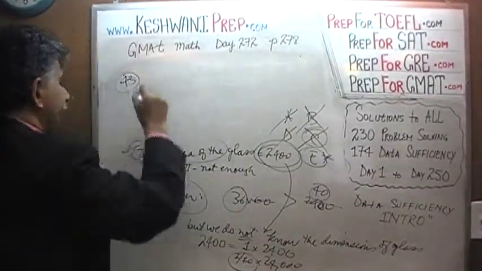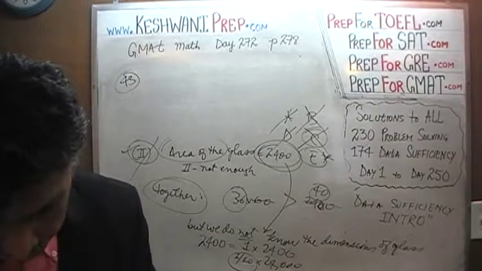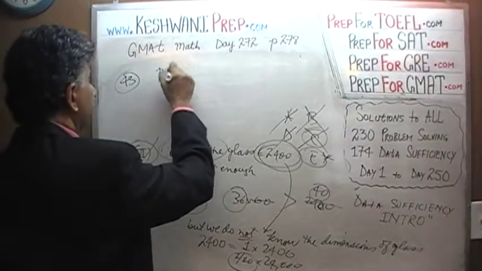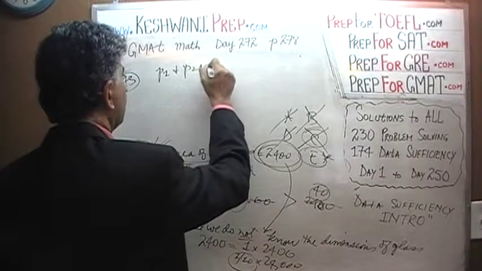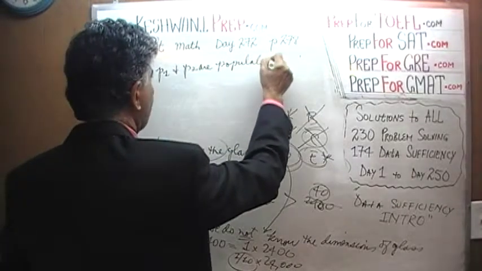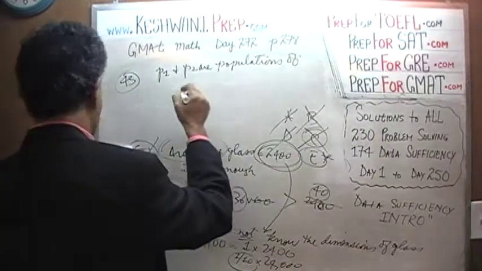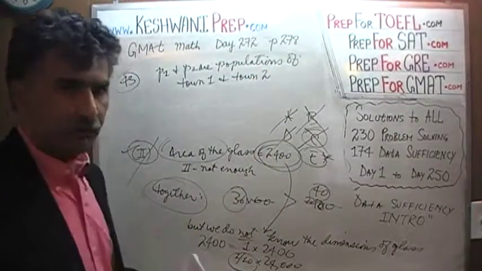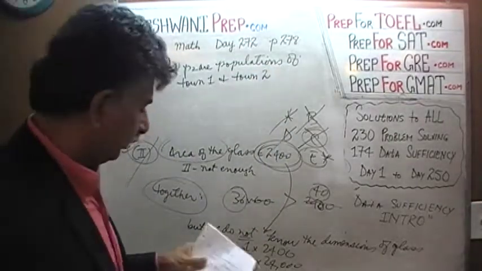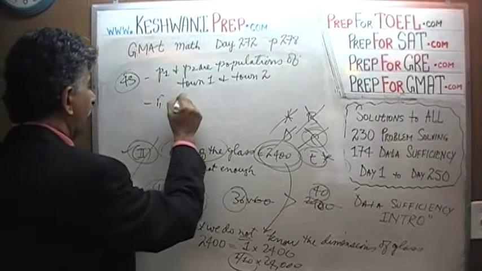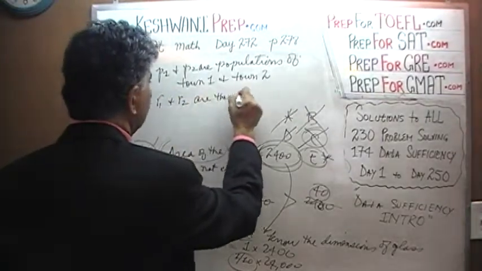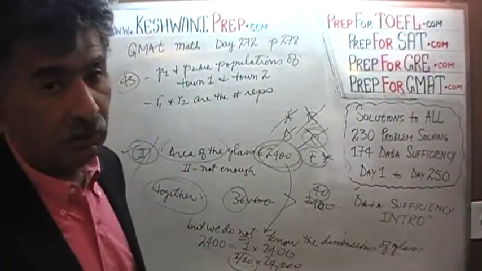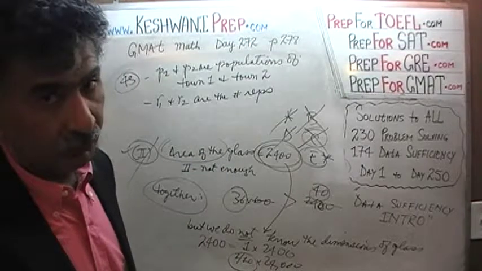43. In 43 we are told that P1 and P2 are populations of town 1 and town 2. So we have two towns and we are told that their respective populations are P1 and P2. We are also told that R1 and R2 are the number of representatives, respectively from town 1 and town 2. Are you with me so far?